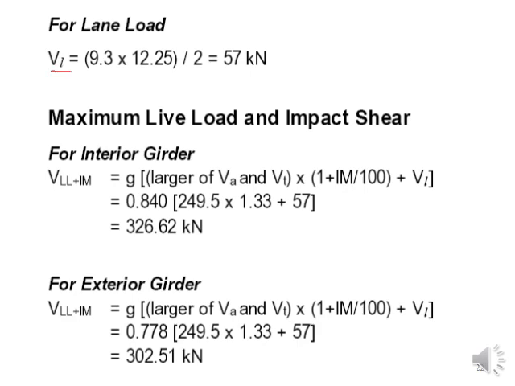Before that, the lane load, so it will be 9.3. W will remain the same as what I have told you, but L by 2. So it will be W L by 2. This will be the lane load calculation, 57 kilonewtons.